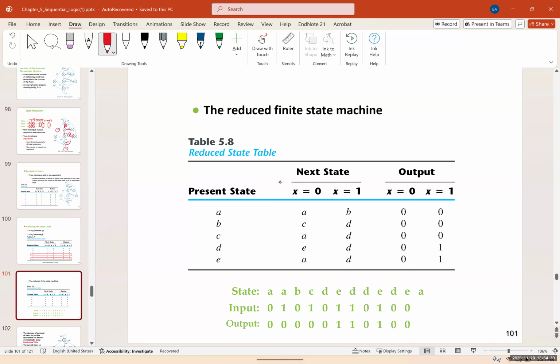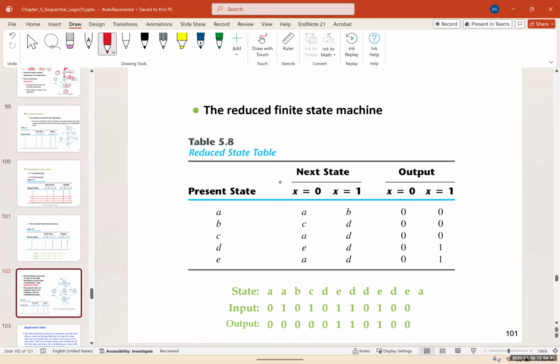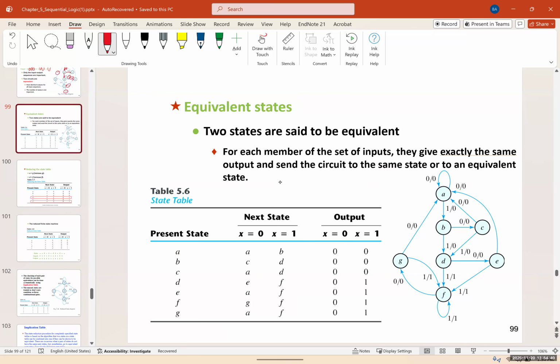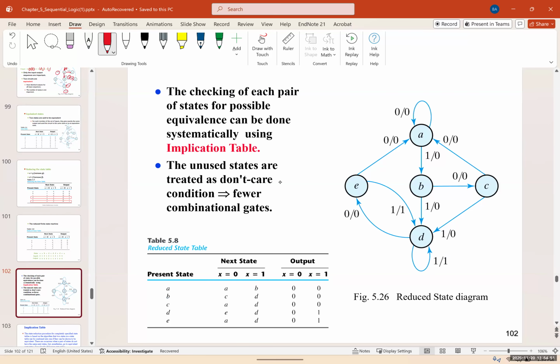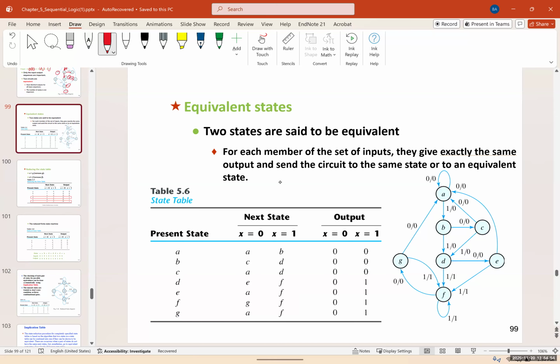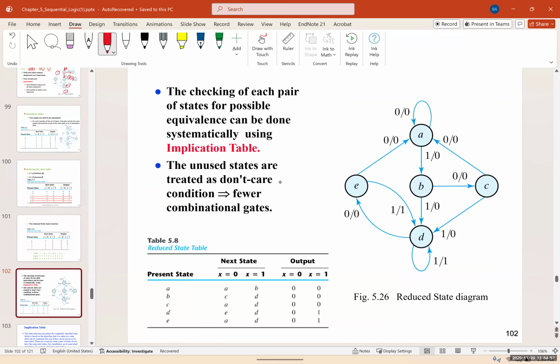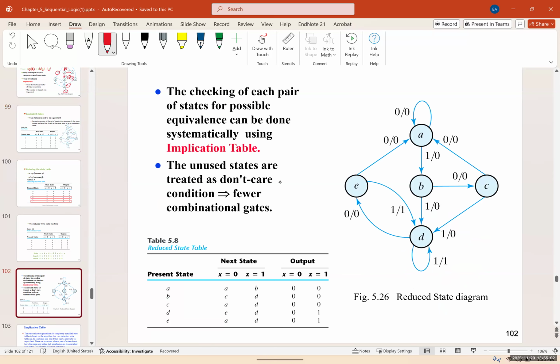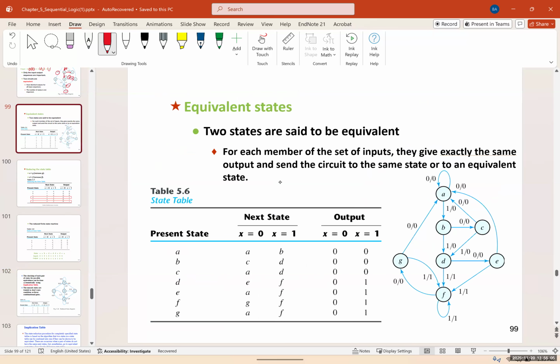Now the states, we will reorganize it like this. We have A, B, C, D, E, D, D, E, D, E, A, and the outputs are going to be based on the input outputs that we have from the table. And the system has been reduced to this. So we went from this to this. What have we erased? We have erased F and G. You can see that F and G are erased. We don't have them anymore. We just have A, B, C, D, E.